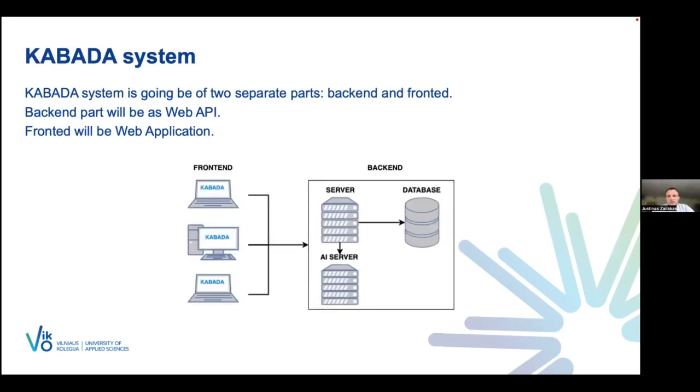The KABADA system is going to be made of two separate parts. One part is the backend, another one is the frontend. The backend part is an API that will hold all system information. We save all information in a database.